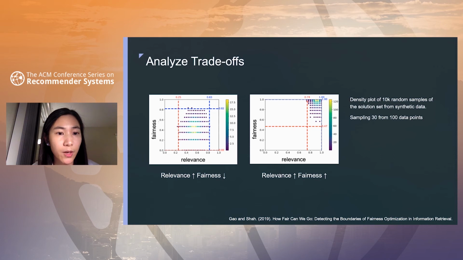So here is an example. On a synthetic dataset, this is a density plot of 10K random samples of the solution set. We are sampling 30 data points out of 100 data points. As we can see on the left plot, when we try to improve the relevance, we observe a decrease in the fairness. While on the right plot, for a different dataset, when we try to improve the relevance, we also improve the fairness. In other words, fairness helps us improve relevance at the same time. So this makes sense that when we are deciding the optimization policies, we have to be careful.